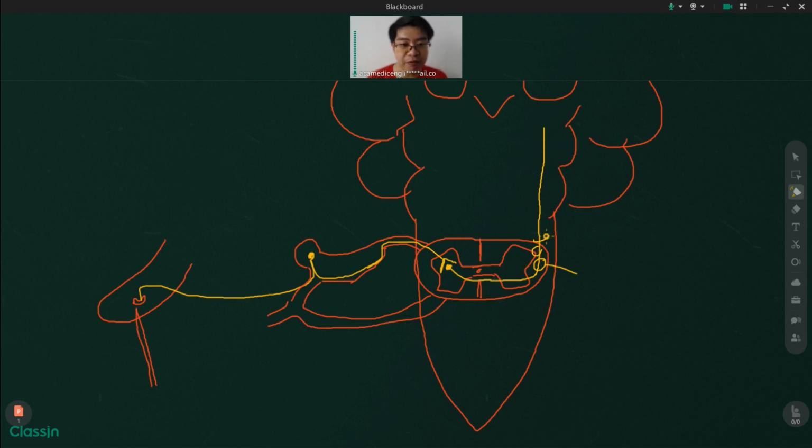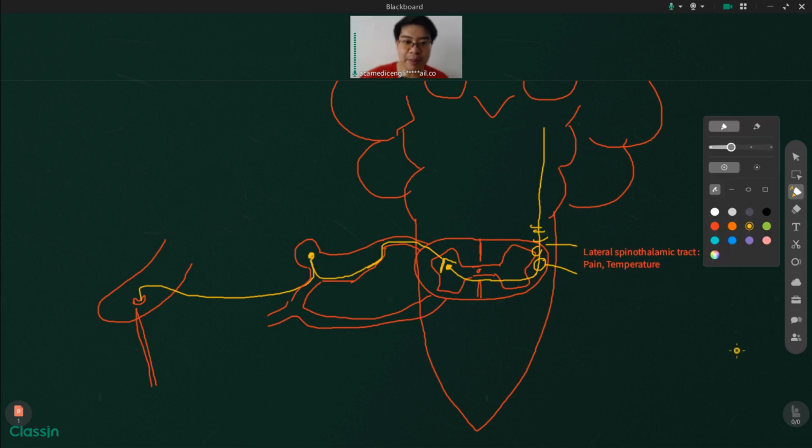That tract is going to lead the sensation all the way up there, following it up the spinal cord. We call it the lateral spinothalamic tract. And the lateral spinothalamic tract is the one that is going to conduct the pain and temperature fibers. Okay, pain and temperature are going to go with the lateral spinothalamic tract.